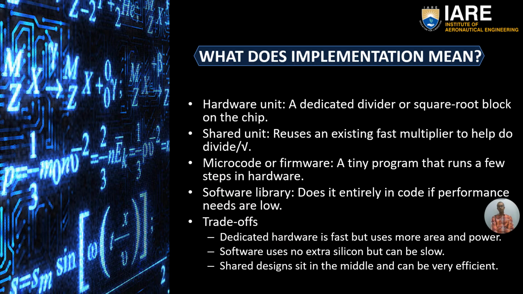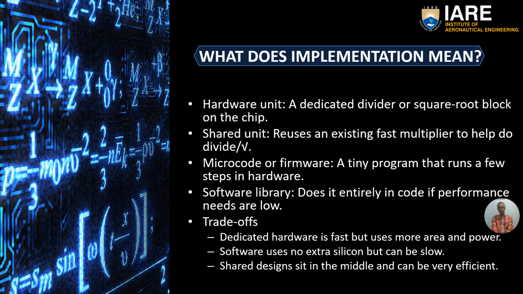Now let's discuss what implementation means. Implementation is basically about where the work happens. We can build a fixed piece of hardware, or we can borrow hardware we already have, like a multiplier. Some chips even run a short built-in program to do several steps and finish the job. There is no single right answer. We balance speed, chip area, and energy based on what the device will be used for.